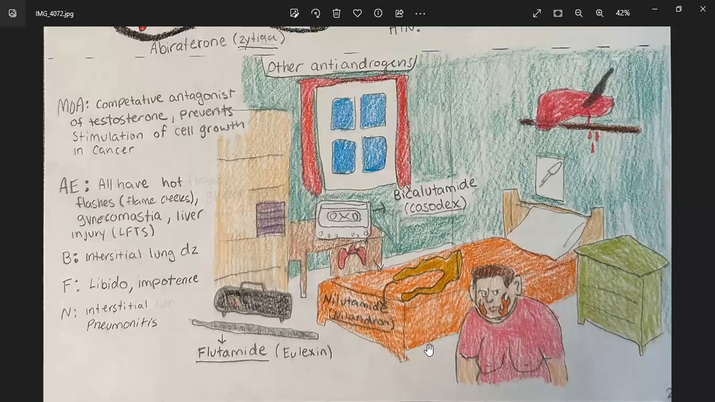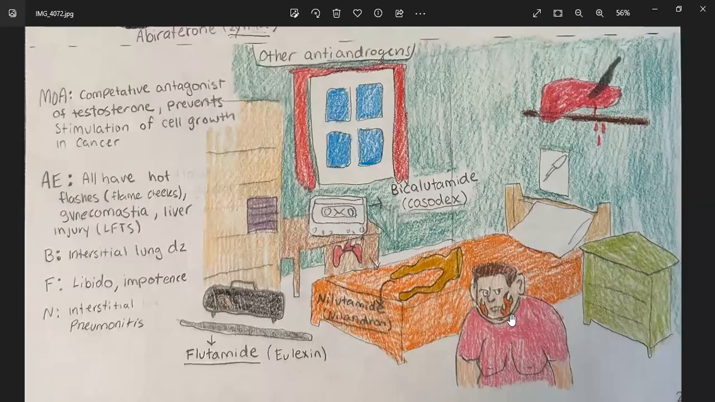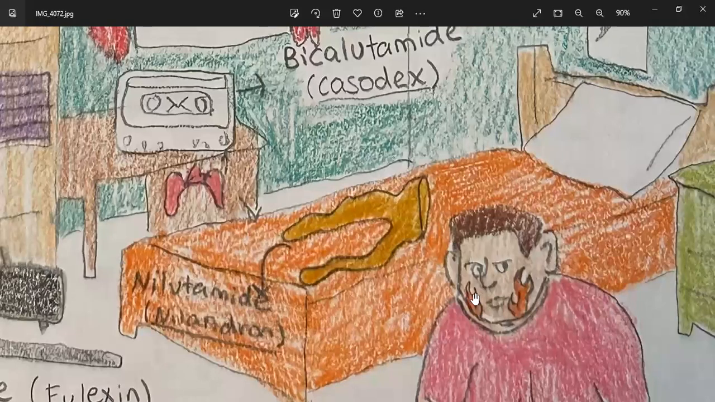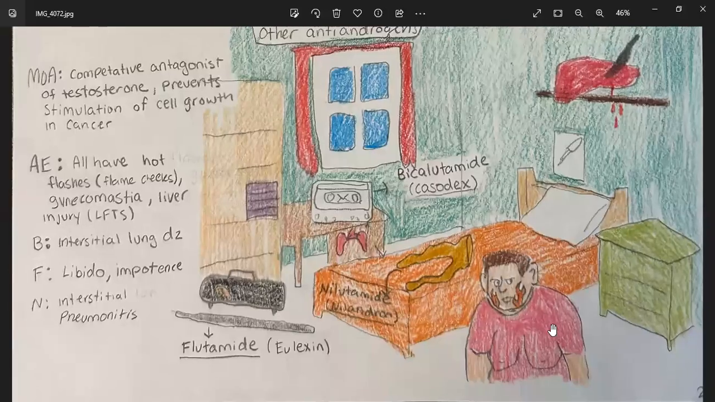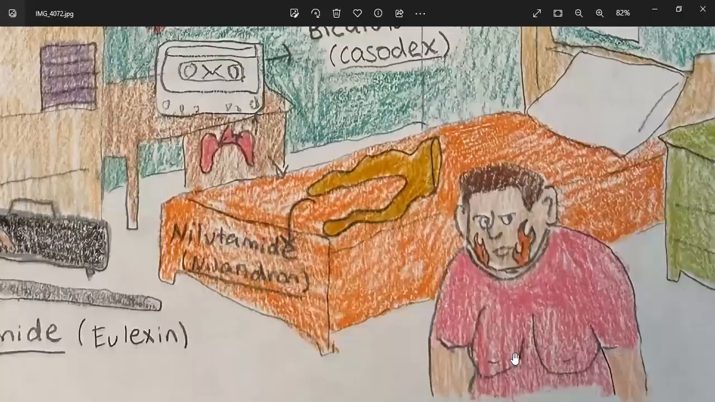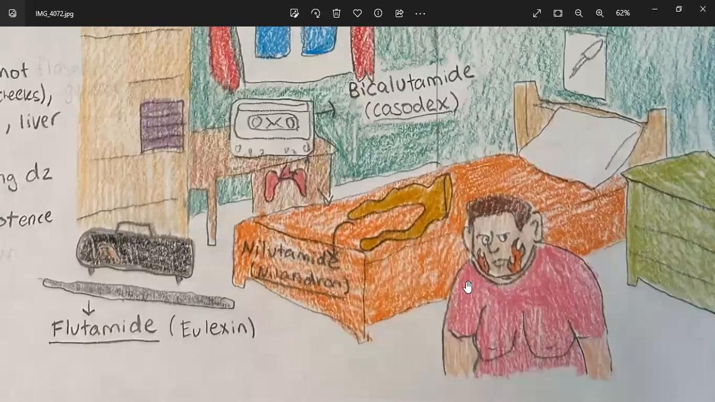All of these have really similar adverse effects. They all have hot flashes, which is why this guy has flames on his cheek for hot flashes. And they also have gynecomastia, which is basically your man boobs. So he's got gynecomastia going on.